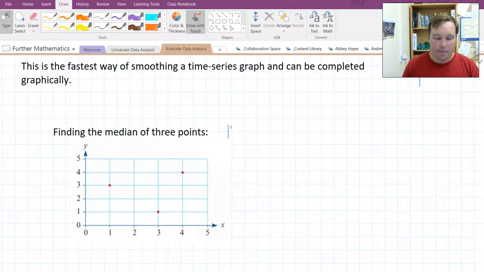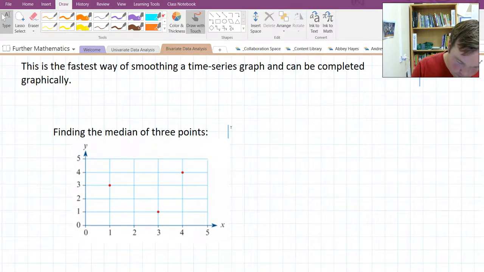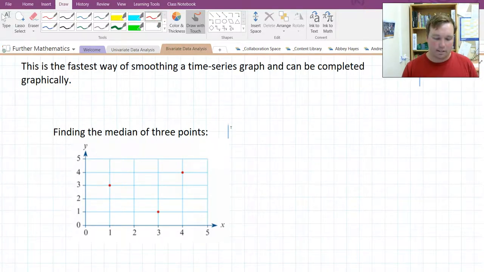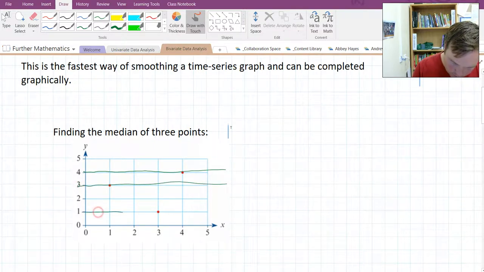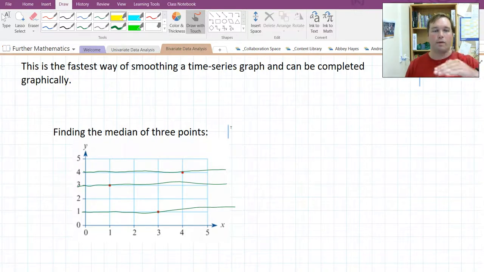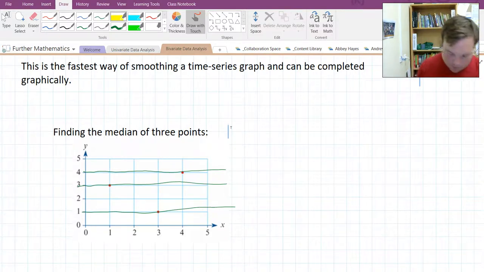Now, finding the median of 3 points takes a little bit of practice, but with practice it can be done very quickly. So we want to find the median y value and the median x value. To do this, we can say that is one y value, a second y value, and a third y value. We have a small, middle, top. The middle one, the Goldilocks one that's just right in the middle, is our median y value.